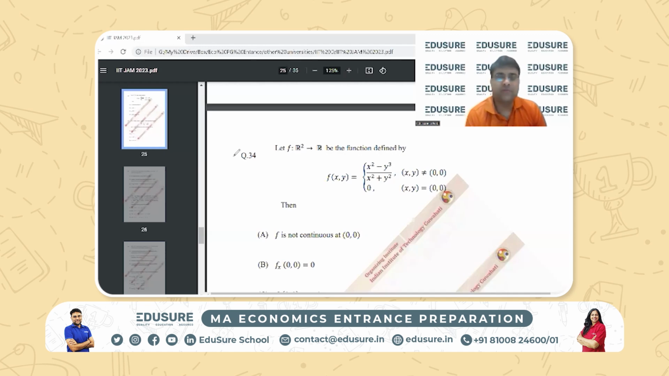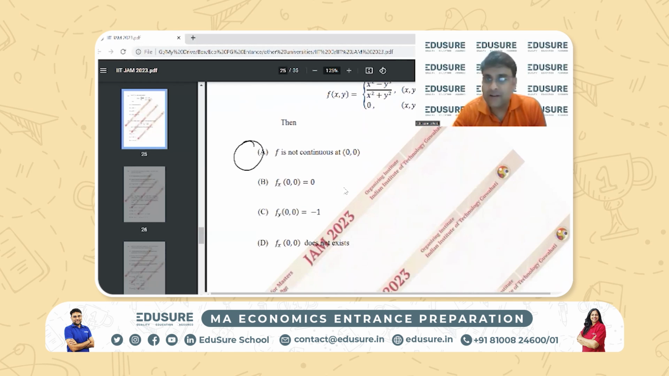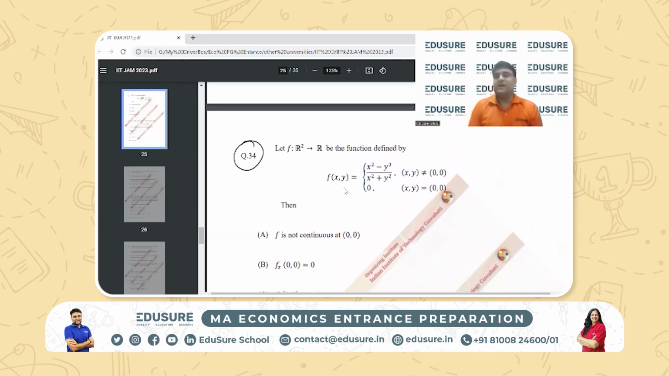IIT JAM 2023 question number 34. Let f be the function which is defined by this. So we need to talk about firstly the continuity at 0, 0. And then we want to find out the partial derivative at 0, 0 with respect to x and with respect to y. तो सबसे पहले continuity के बारे में बात करते हैं.